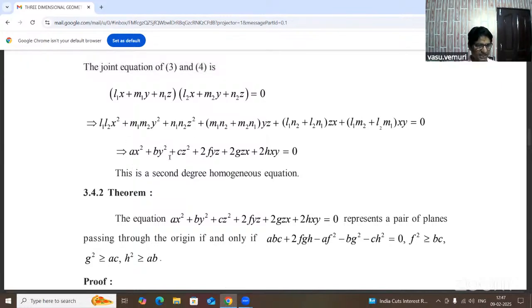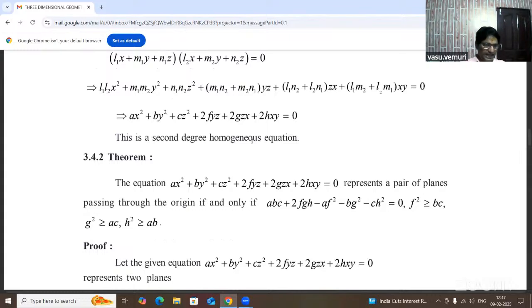Comparing on both sides and replacing the values, x² means a, y² means b, z² means c. So ax² + by² + cz² + 2fyz + 2gzx + 2hxy = 0, where 2f = m1 n2 + m2 n1, 2g is the zx coefficient, and 2h is the xy coefficient. So this is the second degree homogeneous equation. Deriving the second degree homogeneous equation is this, theorem 3.4.1.